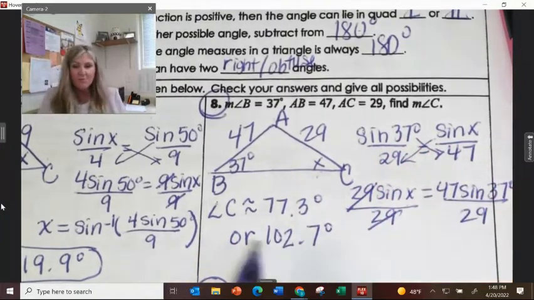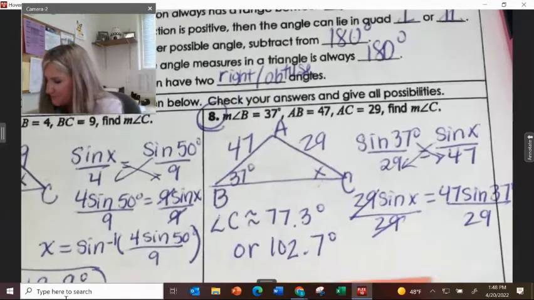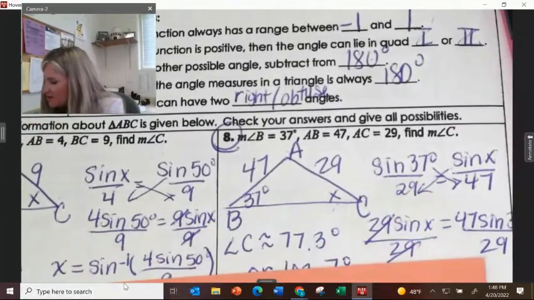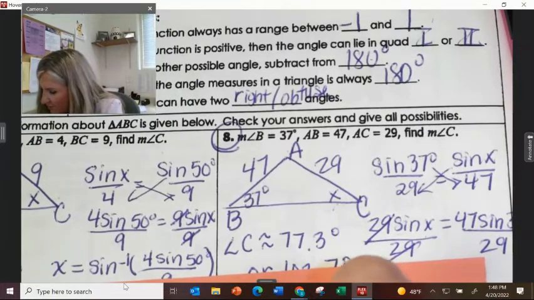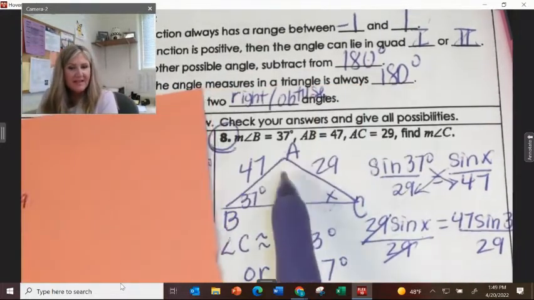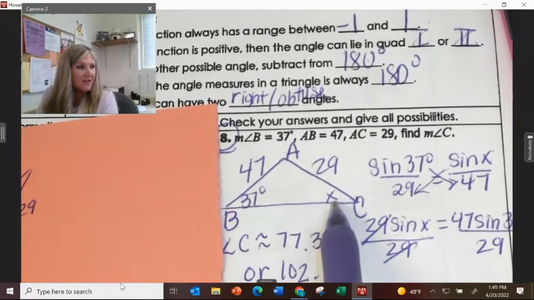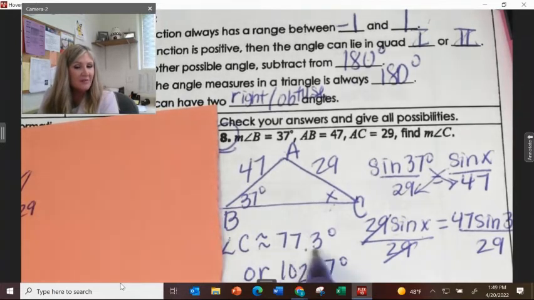We don't know. Guys, I really want you to understand why this could happen. So I want to show you the two triangles that are formed here. We have the one that I showed you right here, but it could also be the case that this 29 swings inside the triangle. See, look at this. This is the way I drew it. Here's the 47, here's the 29. Is this angle acute or obtuse? Acute, which means it's 77.3.